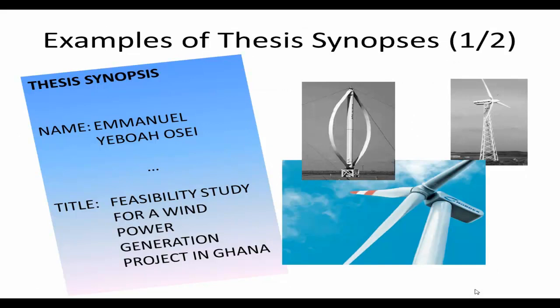Now, to give some examples, I'll give two examples, I think. One is a research thesis synopsis that was prepared by Mr. Emmanuel Osei. His title was a feasibility study for a wind power generation project in Ghana. As you know, in this particular case also, this master's program is about renewable energy technologies. The Department of Mechanical Engineering has supervised a number of students undertaking similar projects. So we can draw a lot from that experience.